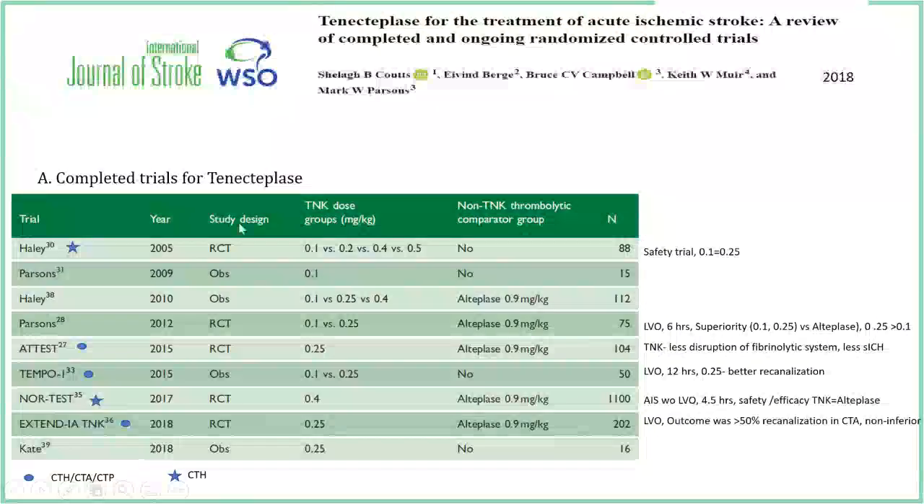But these trials all use different kinds of imaging parameters. As you can see over here, the Northern study and Haley's et al., the study done in Australia, only used the CT head parameter, whereas the studies that included large vessel occlusion, like Tempo 1 and Extend 1, used additional CTA and CTP parameters as well.